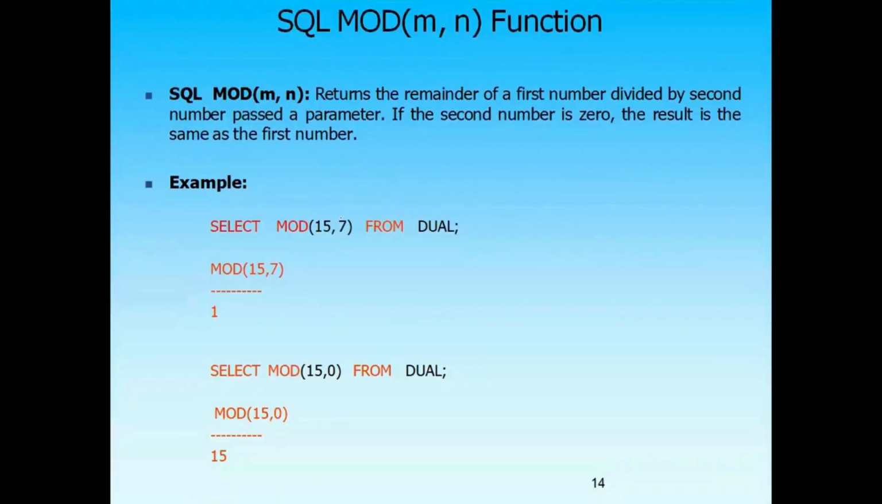Then the mod function is there. The mod function will return you the remainder of the expression, right? So select mod(15,7) from dual will return 1, for example. Mod(15,0) will return 15, for example, right? So you can remember the syntax of how to use this mod function in the select query.